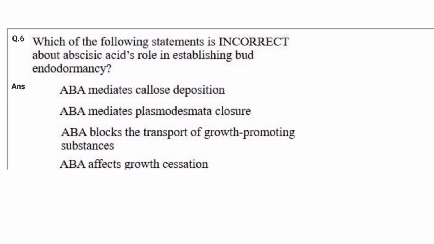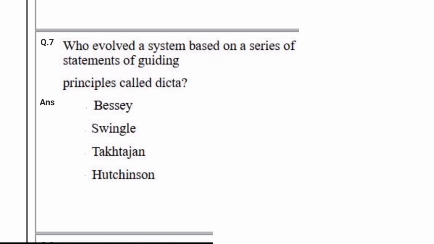Let's see the next question. Which of the following statements is incorrect about abscisic acid's role in establishing bud endodormancy? Options are: ABA mediates callose deposition, ABA mediates plasmodesmata closure, ABA blocks the transport of growth promoting substances, ABA affects growth cessation. For this the correct answer is the third one, that is ABA blocks the transport of growth promoting substances. Let's see the next question.